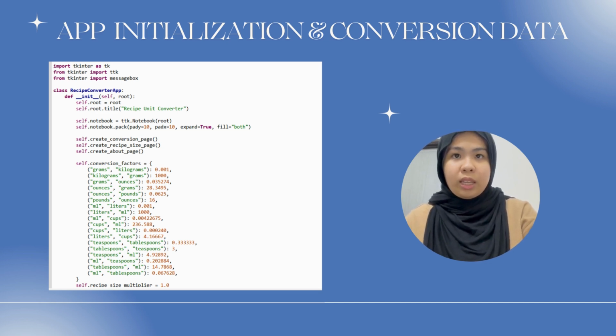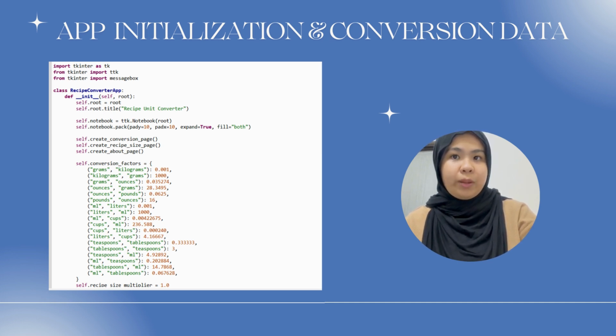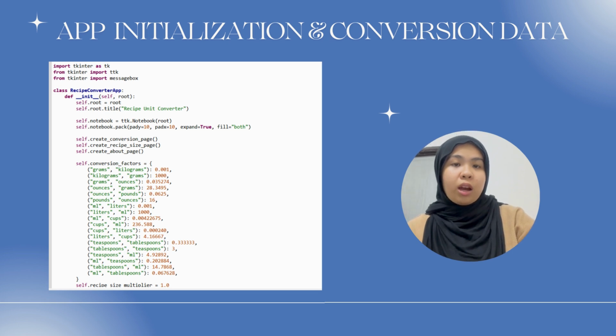From the coding, you can see pady equals 10 and padx equals 10, which means it adds 10 pixels of padding around the notebook on the vertical Y and horizontal X axis, providing some visual spacing. expand=True makes the notebook expand to fill any extra space available in the main window. And fill=both makes the notebook fill the available space in both the horizontal and vertical directions.